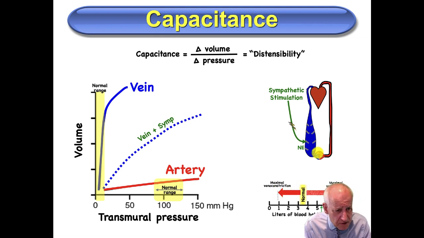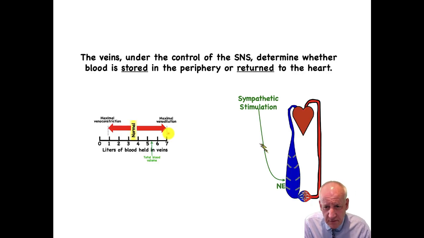On the other hand, if sympathetic drive is completely withdrawn, in other words, maximal venodilation, the capacity of the veins will increase to about 7 liters of blood. It's important to note that this is well above the total volume of blood in the vasculature. So we're left to conclude that if instructed to do so, the veins can hold on to every drop of blood in the body and not allow any back to the heart. So this tells us that the veins, under the control of the sympathetic nervous system, determine whether the blood is stored in the periphery or returned to the heart.